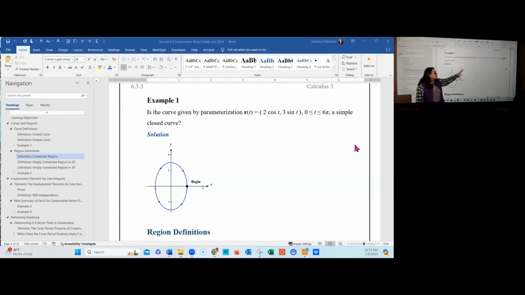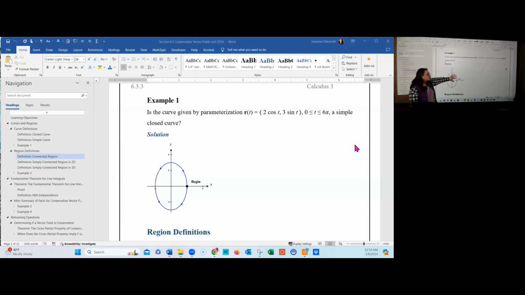This means that we have an ellipse with a major axis of 6 and a minor axis of 4. When we look at it, notice that t actually loops around this ellipse 2 times. When we go from 0 to 6 pi, 0 to pi will take us around 1 time, and then we loop around again a second time.